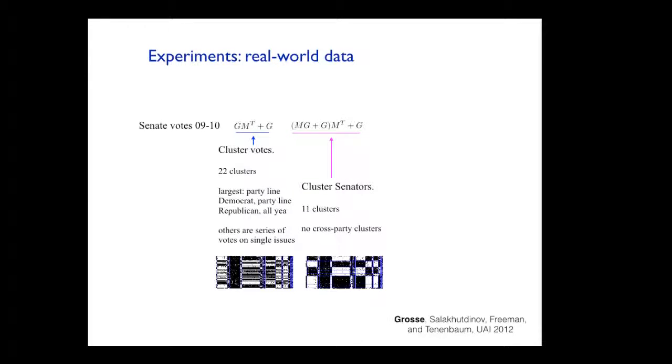In the second step, it clusters the senators. It finds 11 clusters and no cross-party clusters. And in the final step, it doesn't find anything that improves significantly on the model in the second step. So we set a particular stopping criterion for the amount of improvement that's expected relative to the previous model, and it decided to stop after the second step.